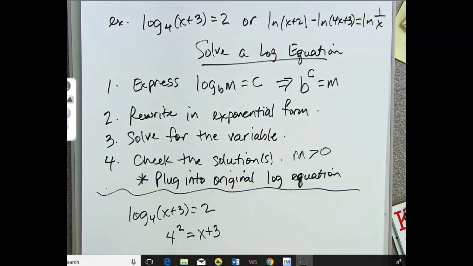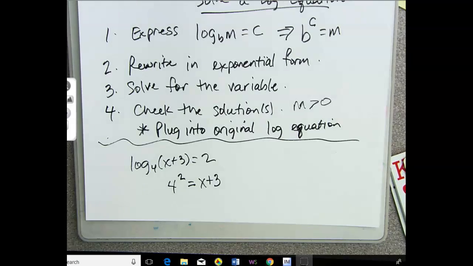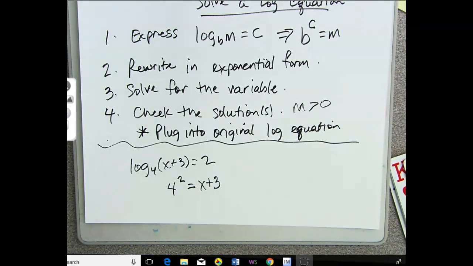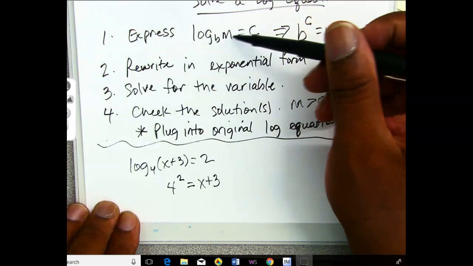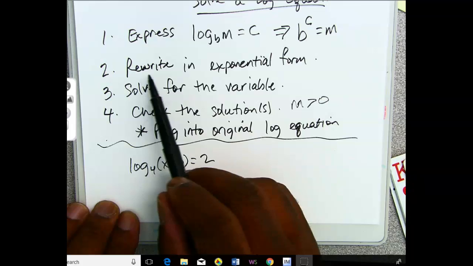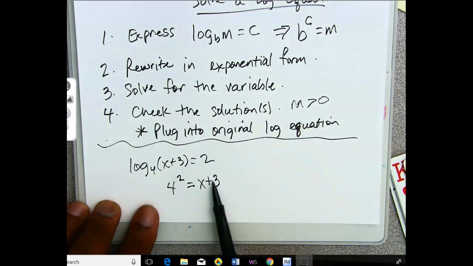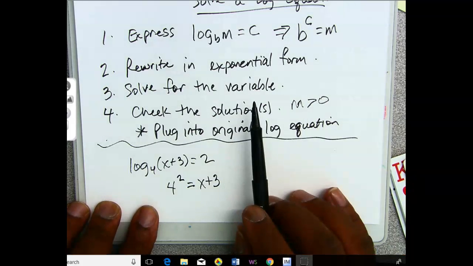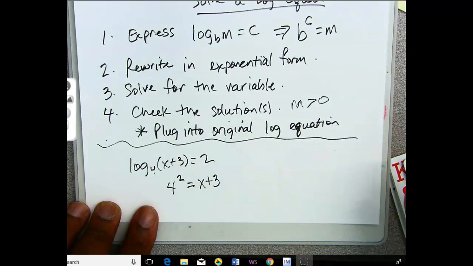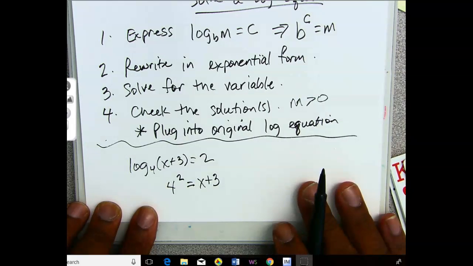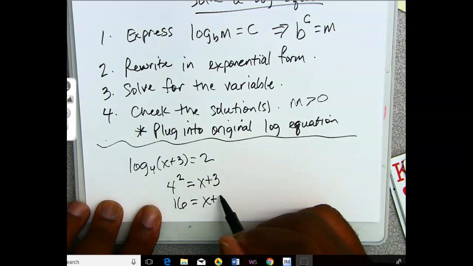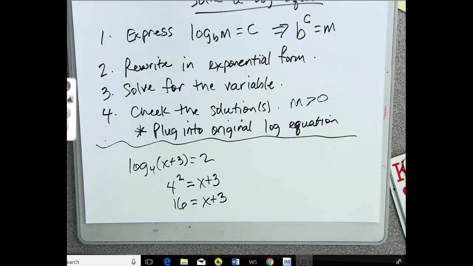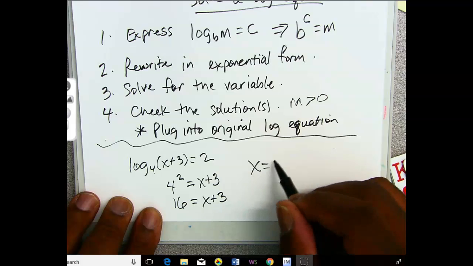Okay, now where do we go from here? Solve for the variable. So step 1, express it in a log. Log is equal to a value. We have that. Rewrite it in exponential form. We did that. Step 3, solve for the variable. So what do we have? 16 is x plus 3. So what's x? Subtract 3, you're going to get x is equal to 13.